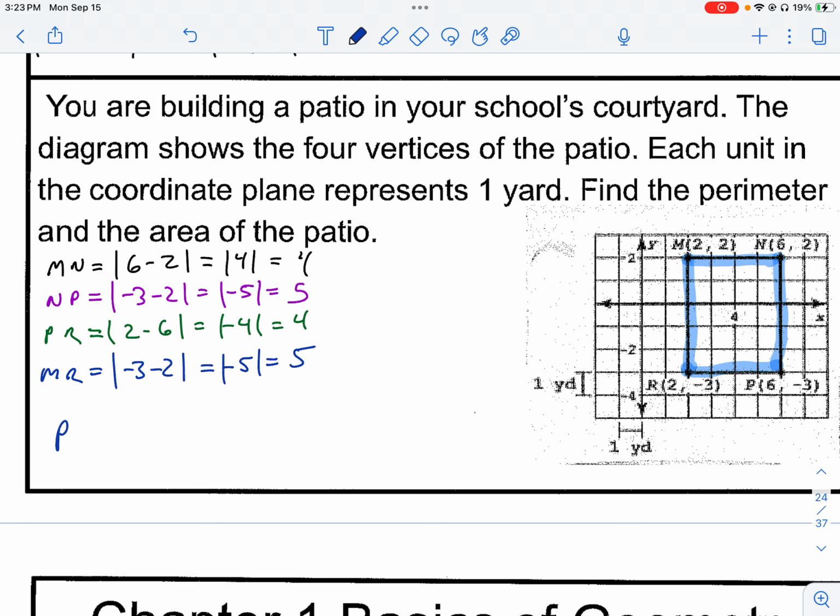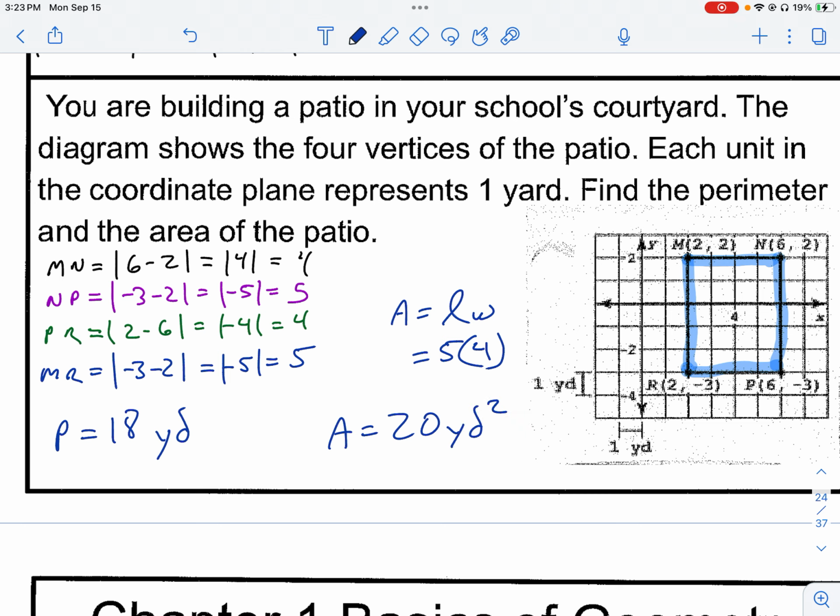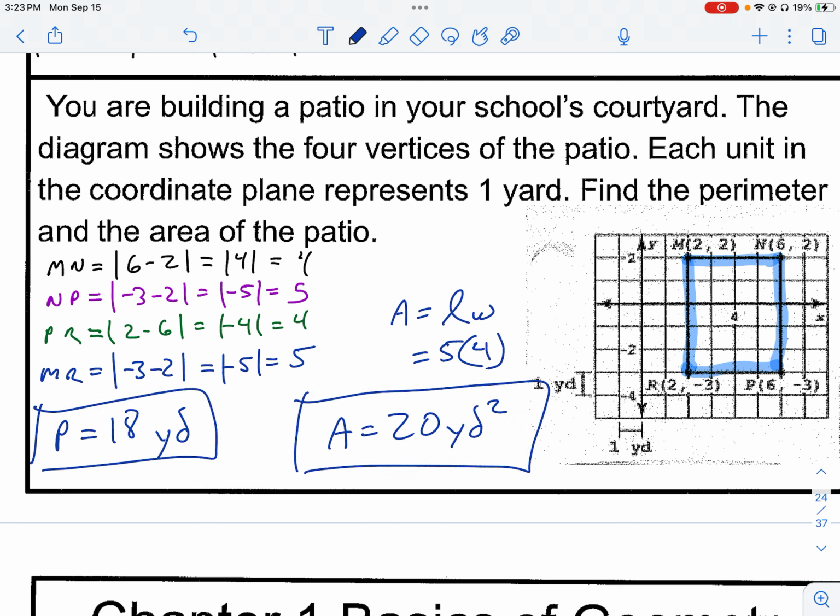So the perimeter, we've got to add up all 4 sides. 4 plus 5 plus 4 plus 5 is a perimeter of 18 yards. And the area of a rectangle is length times width. Equals 5 times 4. So the area of our patio is 20 yards square. And we are done.